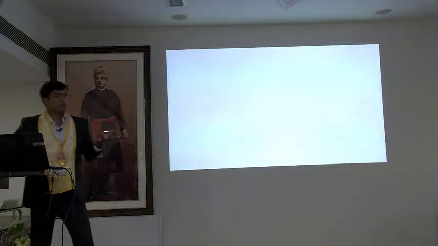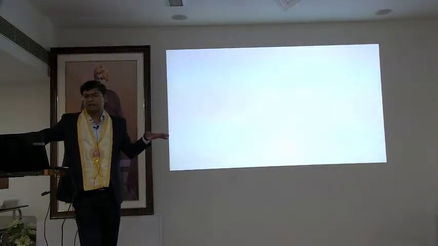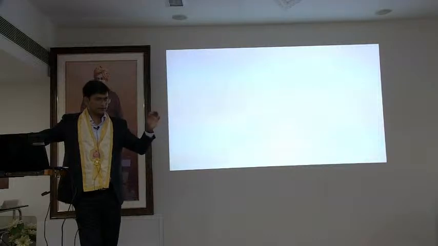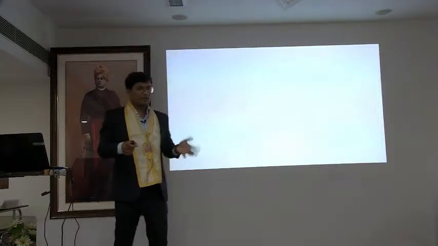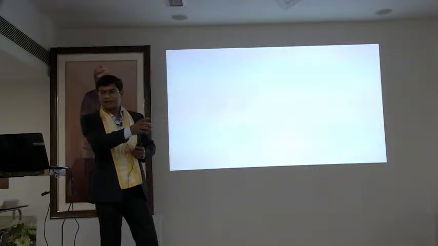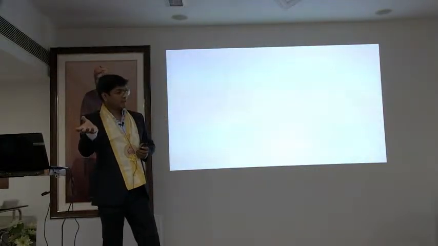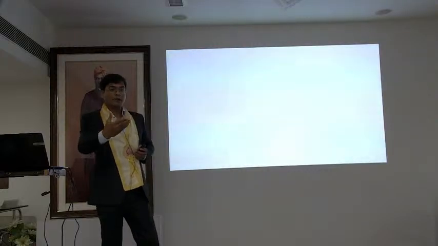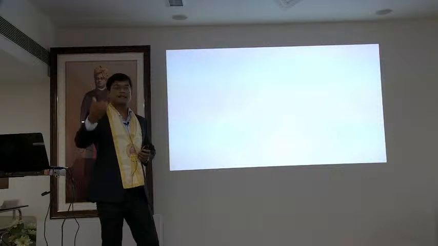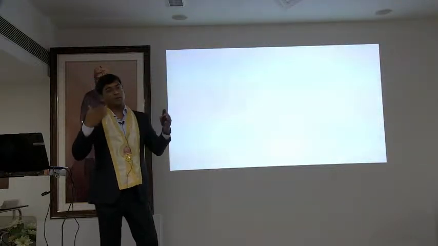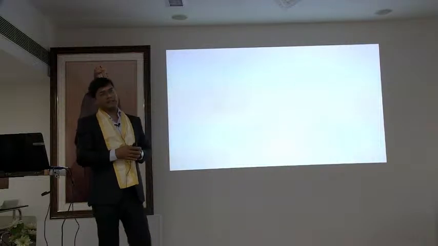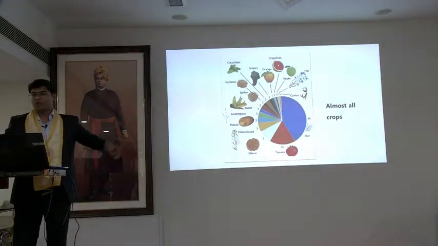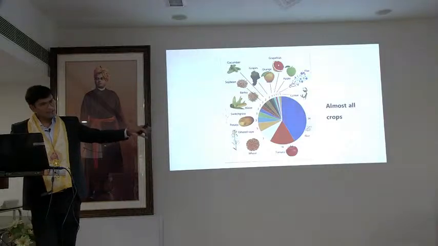Why? Suppose one wild plant has resistance to drought and to insects, but no cultivated plant has that kind of resistance. And we cannot cross a wild plant to a cultivated plant, it's very difficult. Then if you have a genome editing tool, you can make that wild species into a cultivated species in a very short span of time without hampering the drought resistance trait or insect resistance trait. So you have a cultivated plant with an insect resistance trait or a drought resistance trait. So almost all crops have already been edited with this technology.